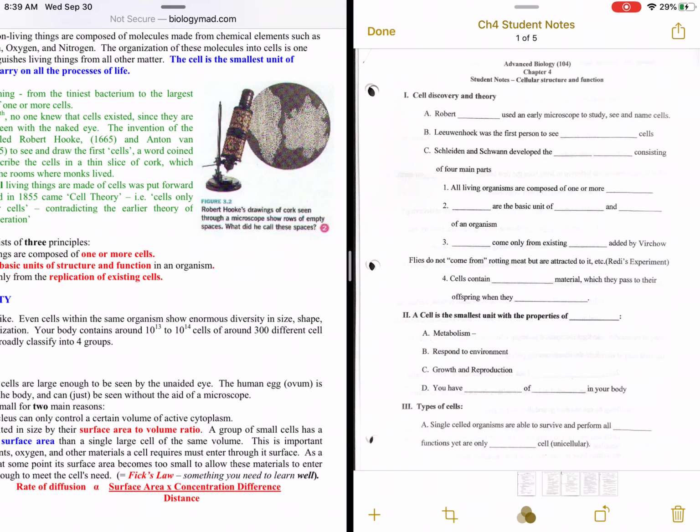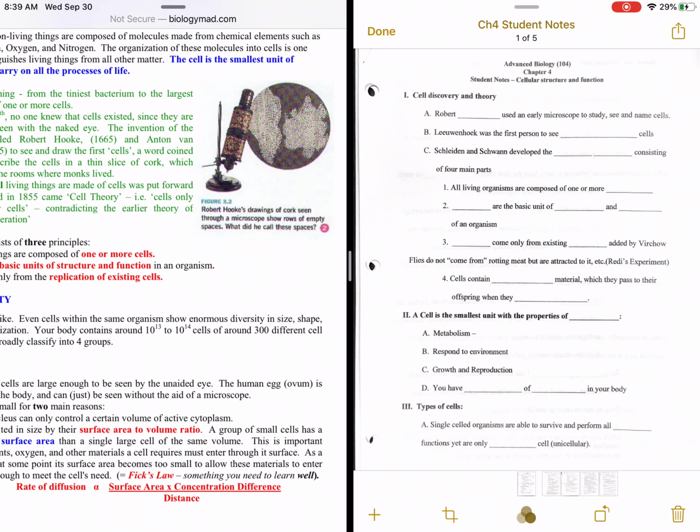Schleiden and Schwann developed the cell theory, and it consists of 4 main parts. You do not need to know all 4 for your test. I think you need to be able to state 3 of them. The first is all living organisms are composed of 1 or more cells. The second part is cells are the basic unit of structure and function in an organism. And the third part is cells come only from existing cells. That was added by Virchow.